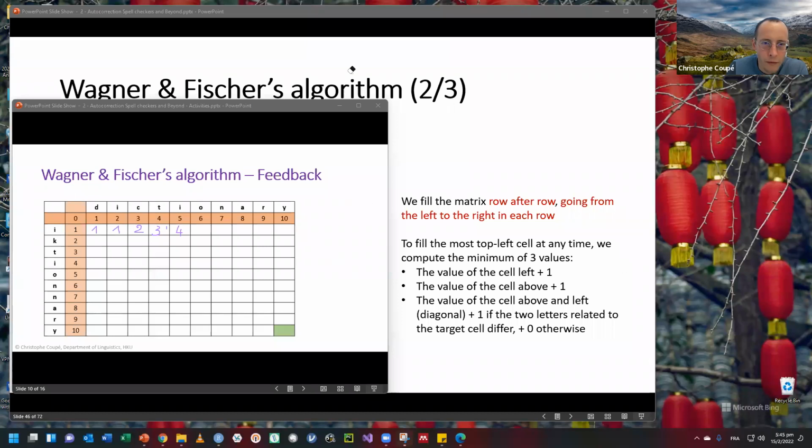One last time for Jean-Claude, okay? Here, next one, we have 4 on the left. 4 plus 1, 5. Above, we have 6. 6 plus 1, 7. Diagonal, we have 5. But here, our letters are O and I. They are different, so we need to add 1, and we have 6. So 5, 6, 7, the smallest value is 5. And then we continue.